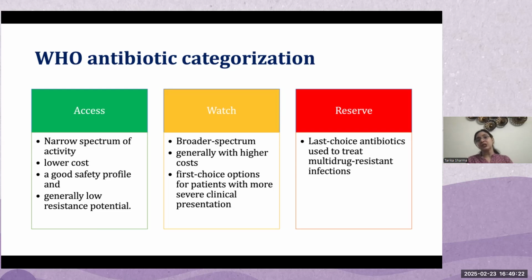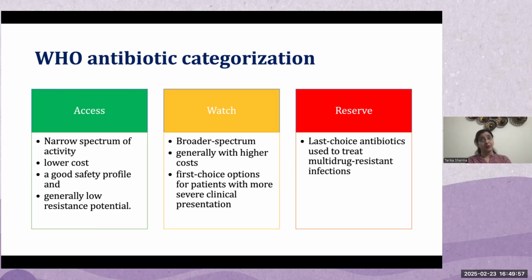Then the next category is the Watch category, which comprises broader spectrum antibiotics. Usually they come at a higher cost than the ones in the green Access category. And usually they are the first choice options for those patients who have a more severe clinical presentation. If a person has a mild to moderate clinical presentation of the infection, you can go for the green or Access category. But if a person has a severe clinical presentation, you have to go for the Watch category, which are your broader spectrum antibiotics.